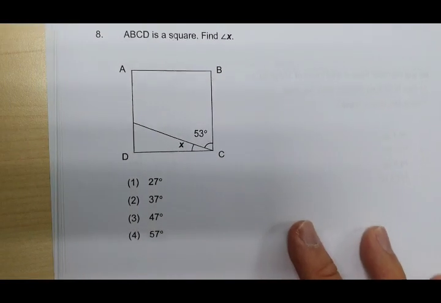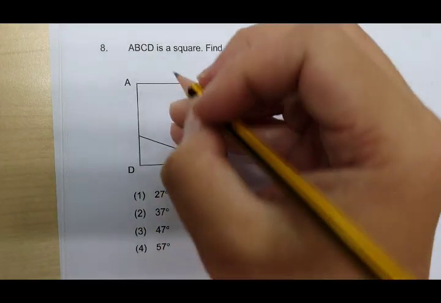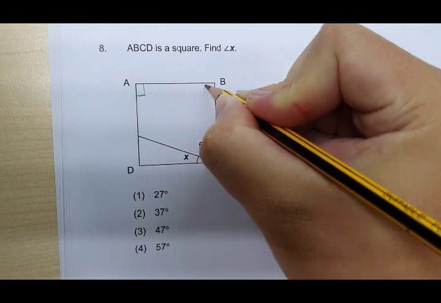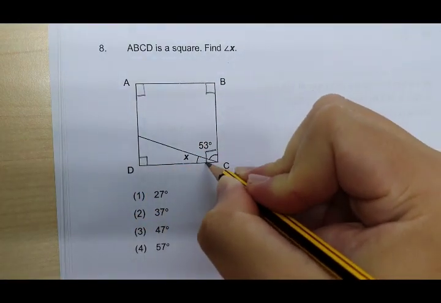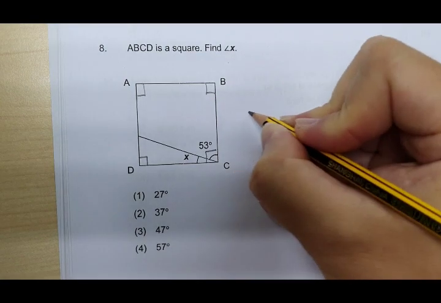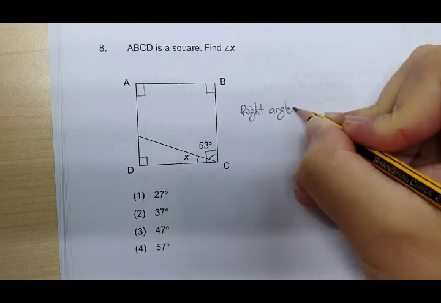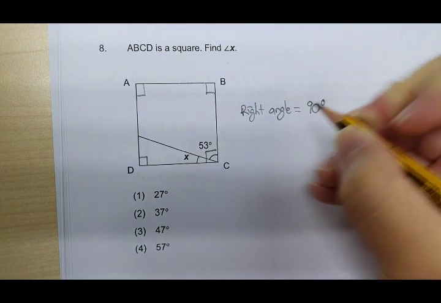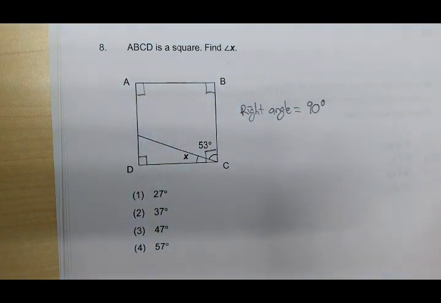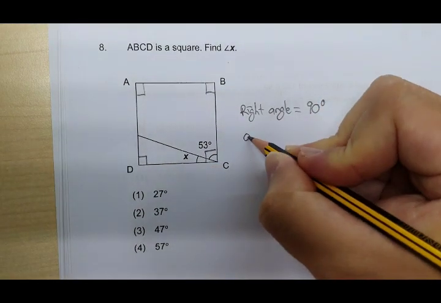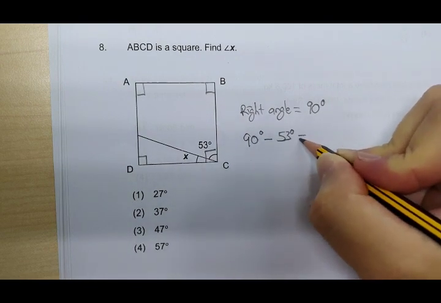For question number 8, ABCD is a square, find angle X. Let's recall, all the angles in a square are 90 degrees. What is 90 degrees, Mr. Paul? Okay, 90 degrees means a right angle. So if this is 90 and this part here is 53, what is angle X? So we use 90 degrees to take away the 53 degrees, and there you have it.